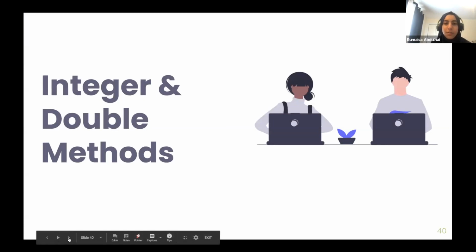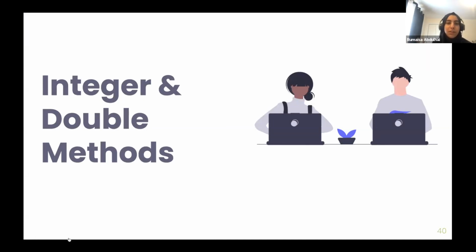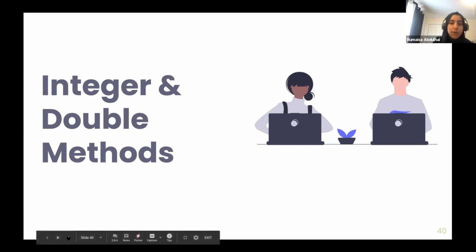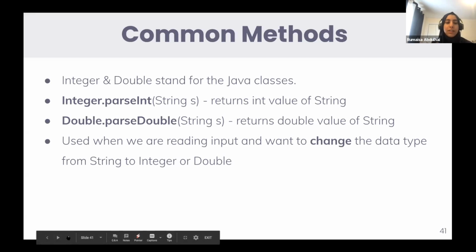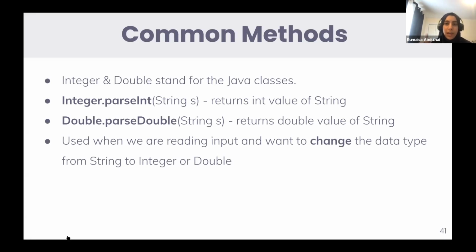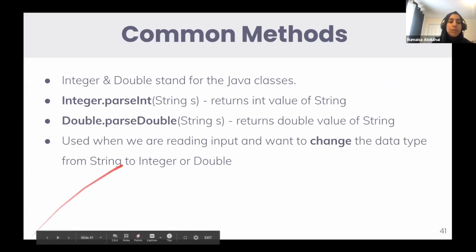So now we're just going to go into the integer and double methods, but there's really only two that you should know, and we've already used them before. The Integer and Double with capital I and capital D stand for the Java classes. Lowercase int and lowercase double are the primitive data types. But if we say Integer with a capital I and Double with a capital D, we're talking about the Java classes. So there is one method called Integer.parseInt.